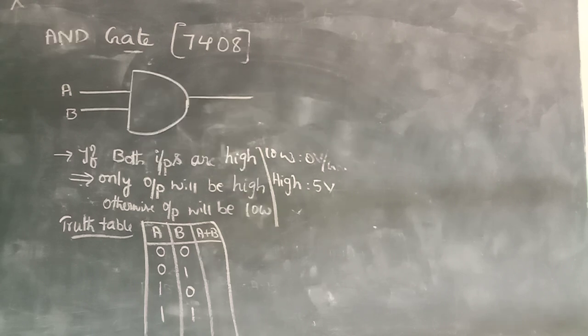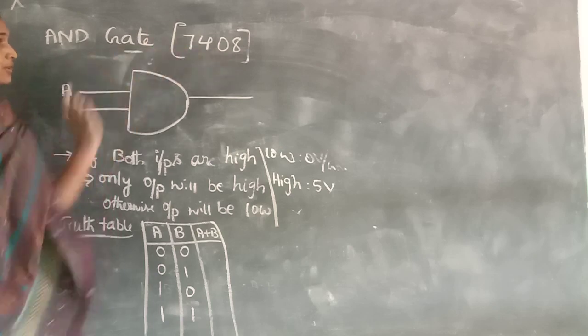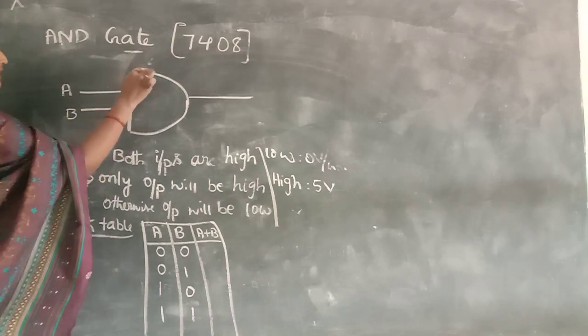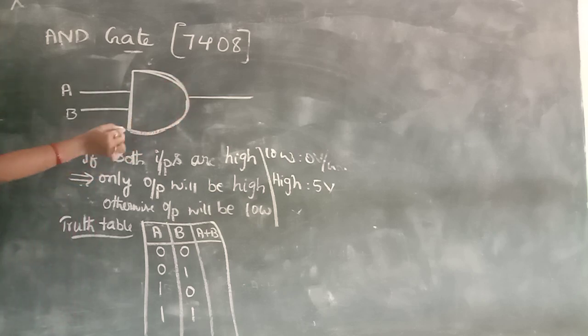Next gate is the AND gate. What is the IC number of the AND gate? 7408. The IC number of the AND gate is 7408. And the schematic symbol of the AND gate.